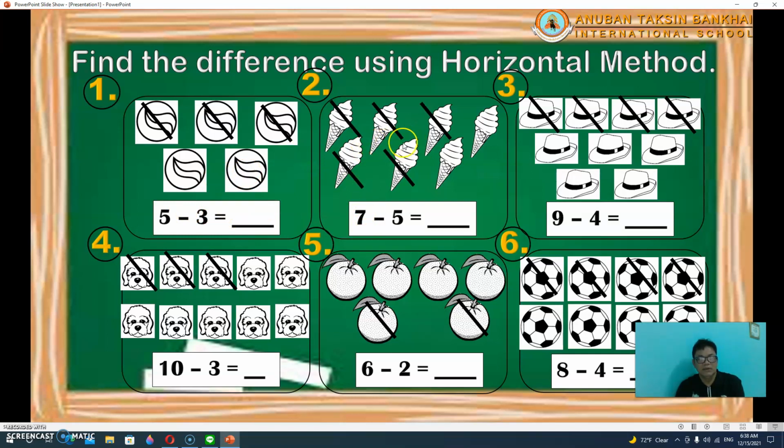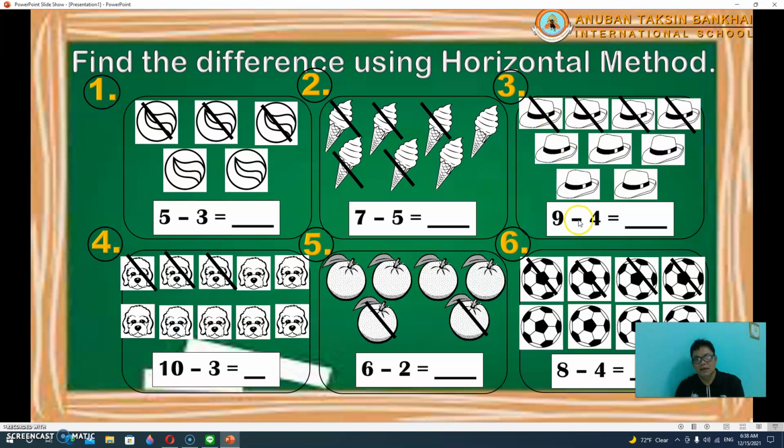Okay. Ice cream. So how many ice creams are there? 7 minus 5 equals 1, 2, 3, 4, 5, 6, 7 minus 5. 1, 2, 3, 4, 5. So 7 minus 5 equals 2. 1, 2. Number 3. Okay, how many hats are there?